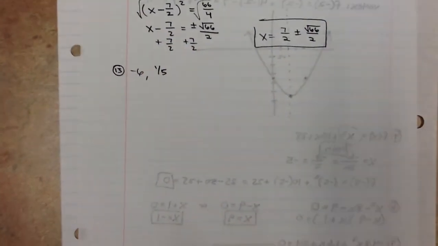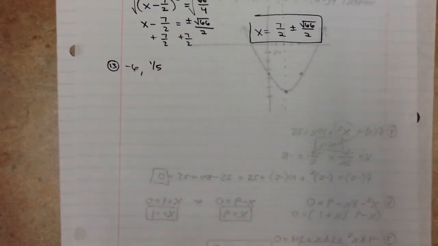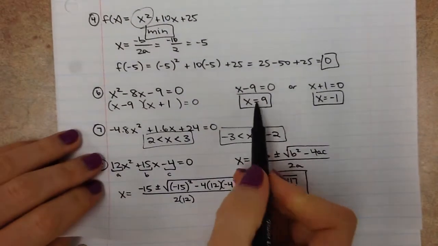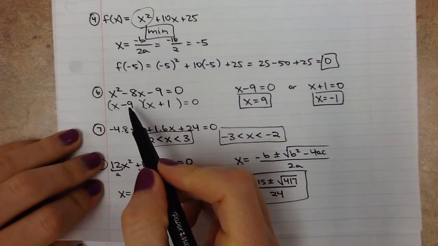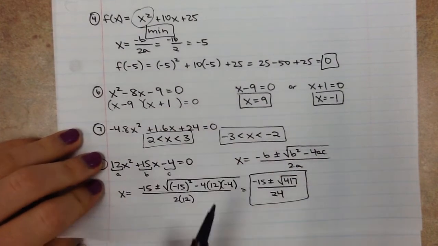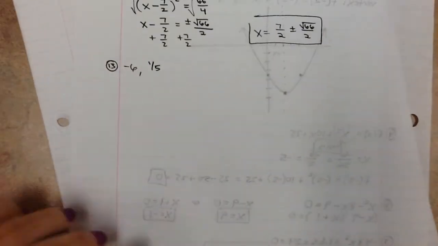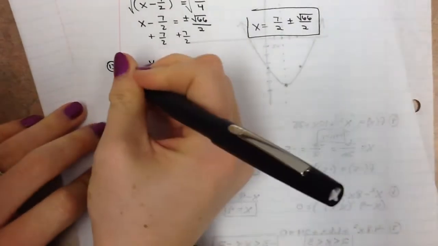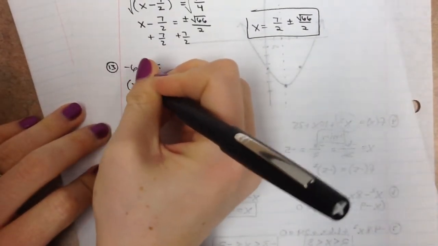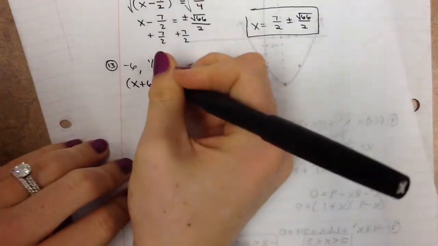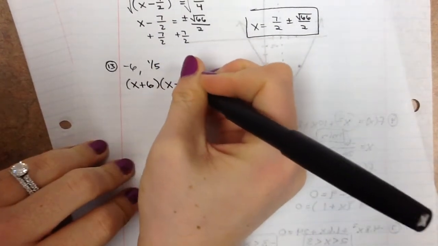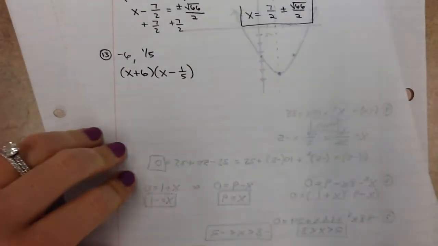Okay, so here's how you do this. If you know what your roots are, you can kind of work backwards. Look at like this problem. If you know that these are your roots, you could come up with the factors. And once you come up with the factors, you can FOIL it out and get the equation. So that's what we're doing. If we know that our root is -6, that means we had a factor of x plus 6. And if we know that one of our roots is positive 1/5, we have x minus 1/5.